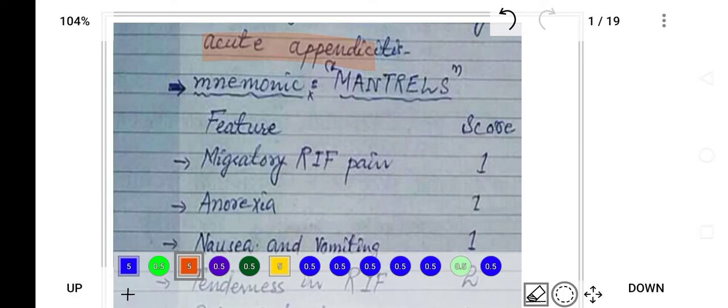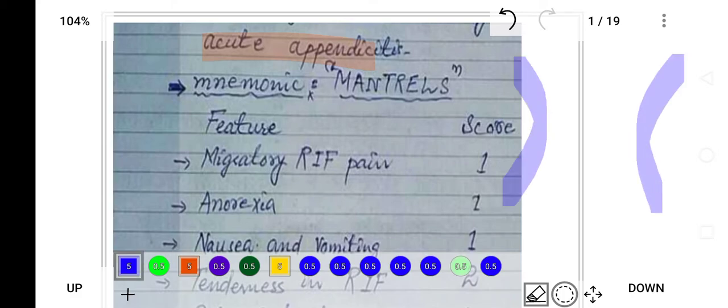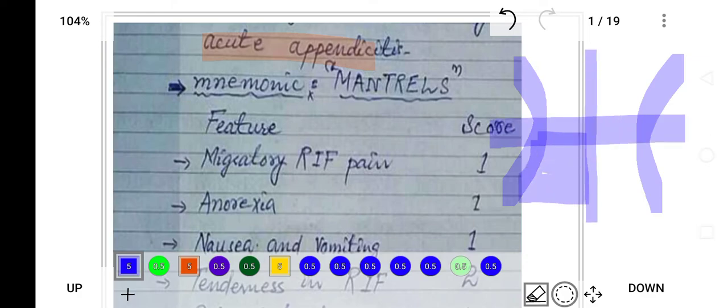Acute appendicitis is inflammation of the appendix, and the appendix is normally present in the right lower quadrant of the abdomen. Let's suppose this is the abdomen, divided into four quadrants. This one is the right lower quadrant, the right iliac fossa, where the appendix is present. The patient will complain of pain here in the right iliac fossa. Pointing sign will be positive, and tenderness, pyrexia and fever will be there.